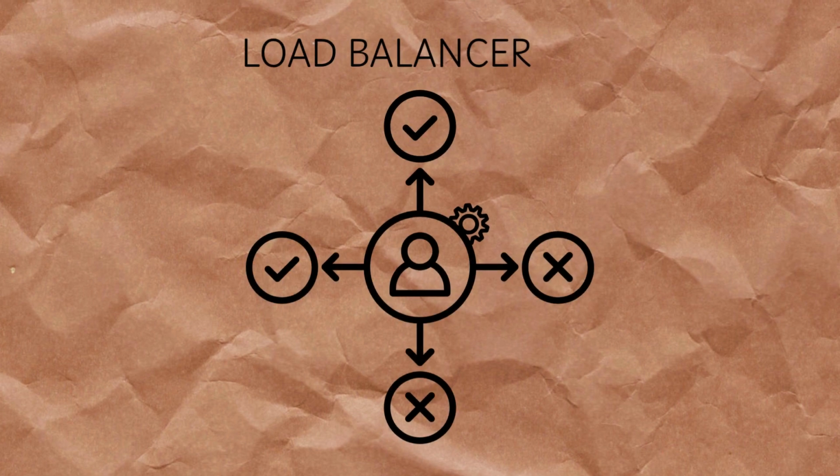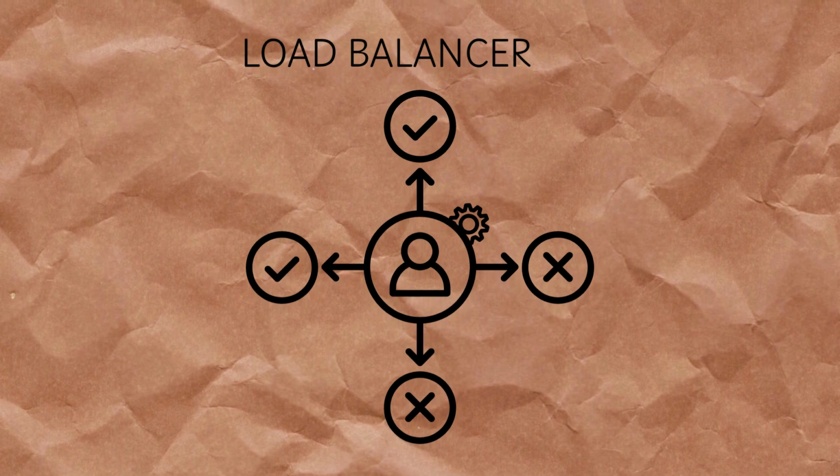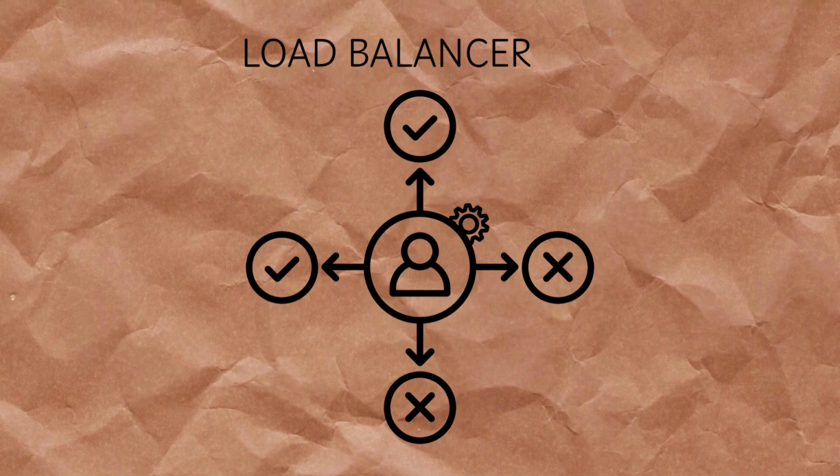Number 1, we have load balancers. When a million users open an app like Amazon during Black Friday, all that traffic can't go to one server, right? If not, it would crash instantly. So what does a load balancer do? It spreads user requests evenly across multiple servers, like multiple checkout counters in a busy store. If a counter is full, the next one takes over.